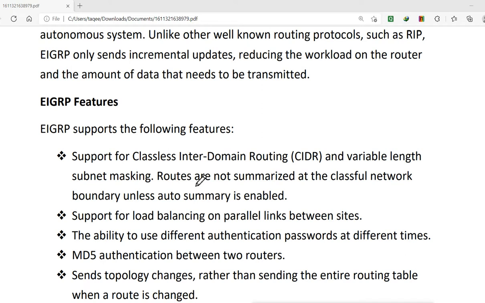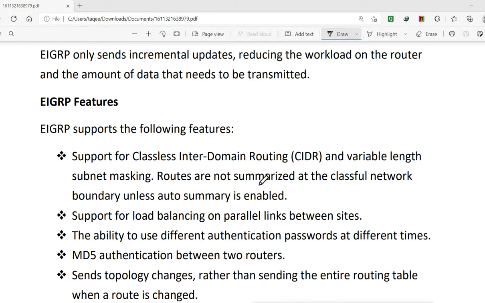Now in EIGRP, it actually sends incremental updates, so it does not send large routing tables. So there is no need for areas here. We don't need areas here, but still we can do the auto summary whenever we want, wherever we want. Like if we want to do the summarization on this router, to forward the summarized route on this side.